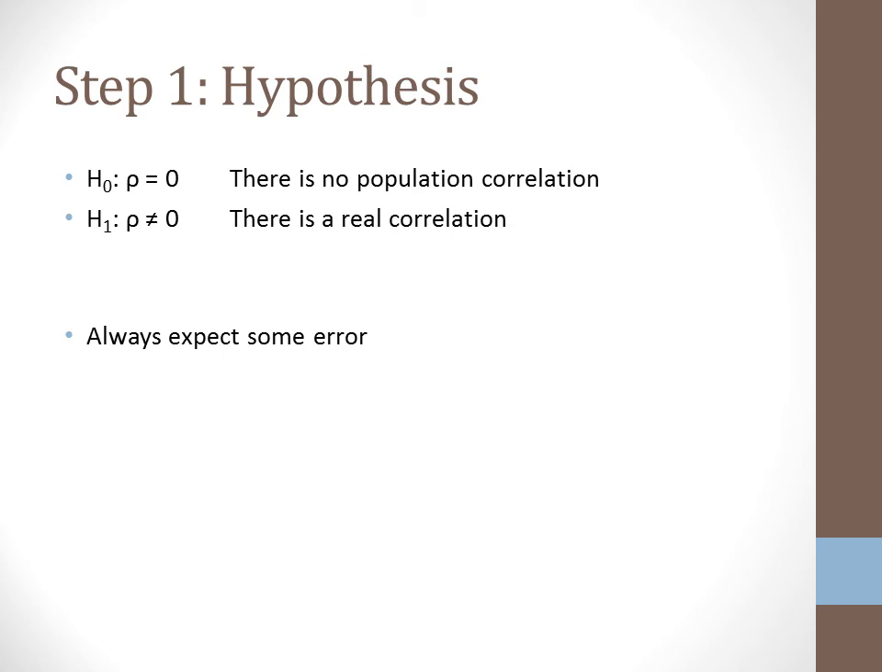Specifically, you should always expect some error between the sample correlation and the population correlation it represents. One implication of this fact is that even when there is no correlation in the population, in other words, rho equals 0, you are still likely to obtain a non-zero value for the sample correlation. This is particularly true of small samples.